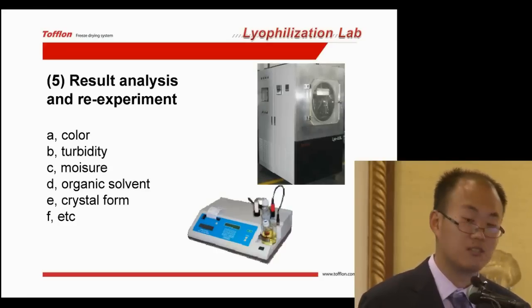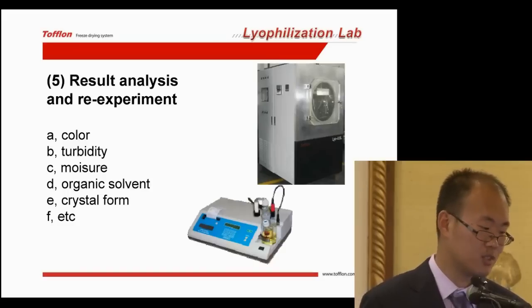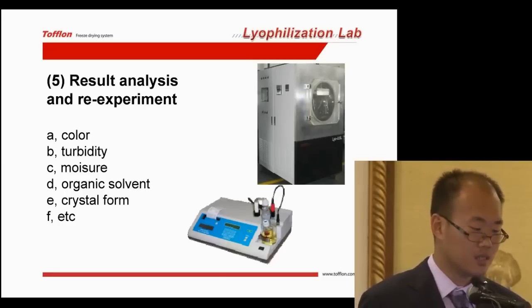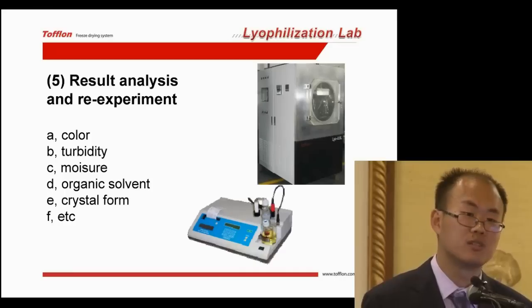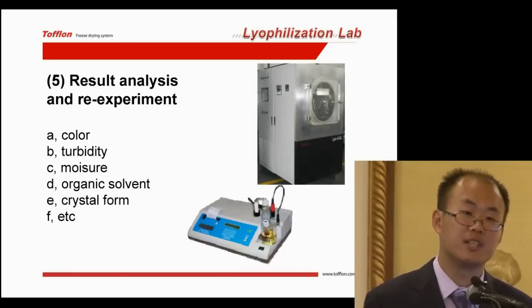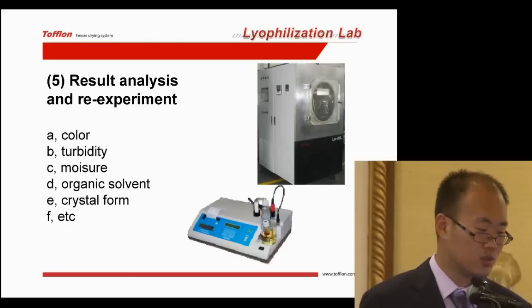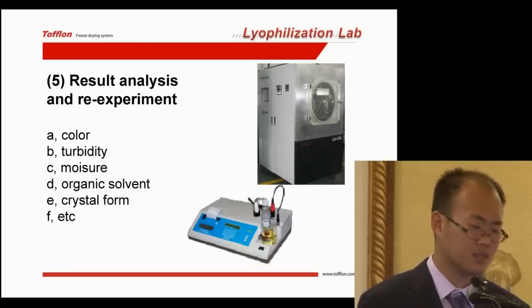And the fourth one, organic solvent. When there is some organic solvent in the drug solution, it is often difficult to remove, so you must control the parameters to remove the organic solvent. And the fifth one, crystal form. Some clients need a special crystal form of the product. We can also control the formulation or the freeze drying cycle to form different crystal forms. I know that is difficult, but we can perform this, and usually we can try it.